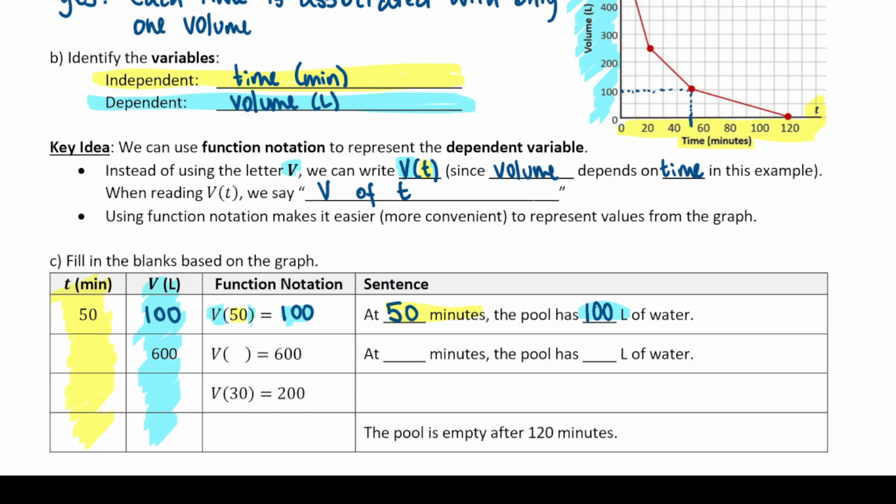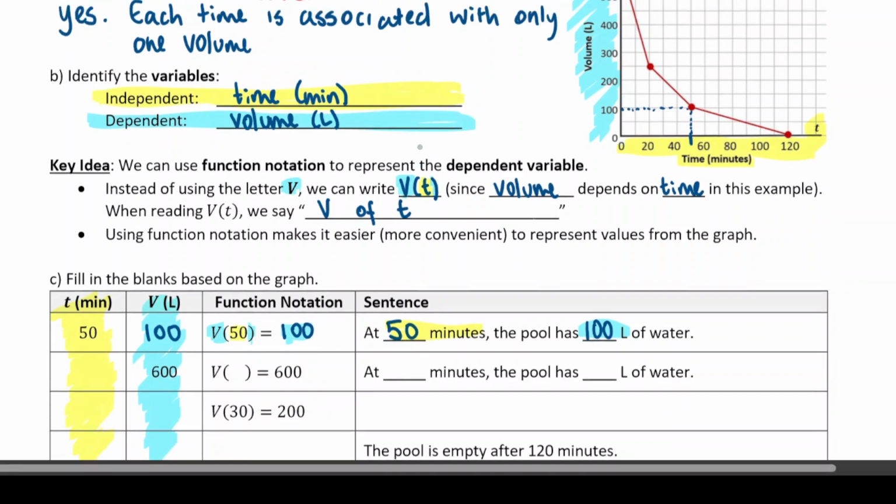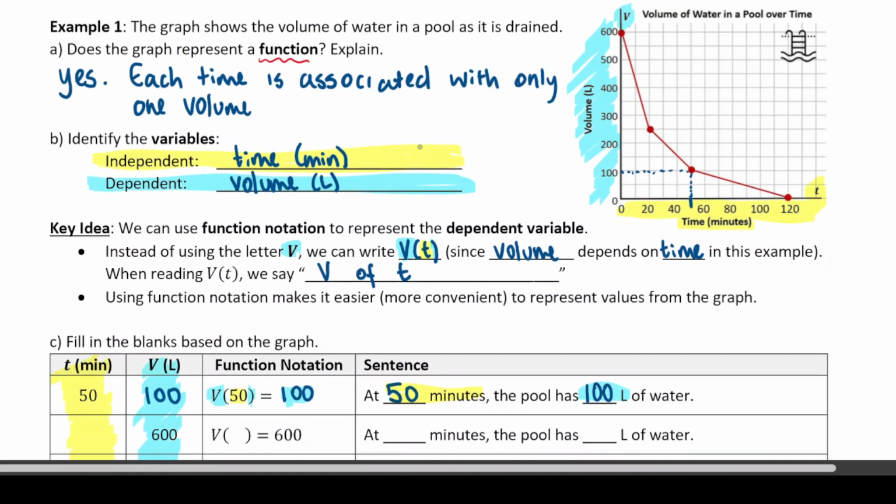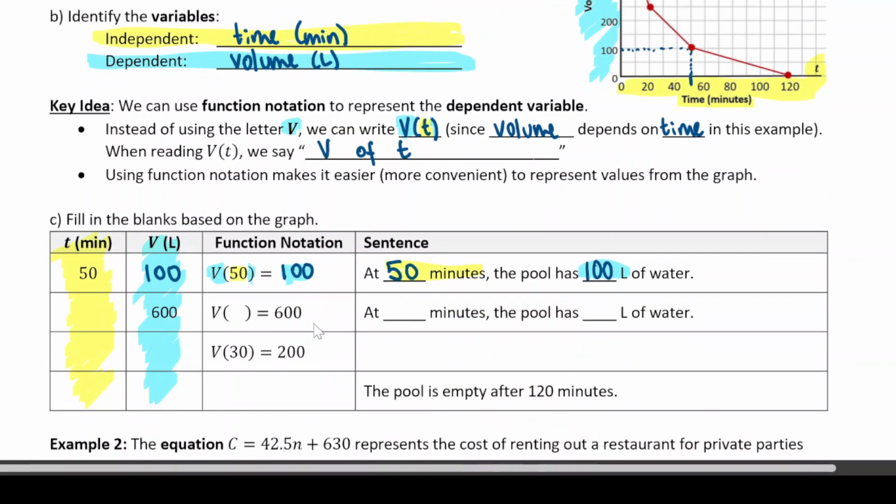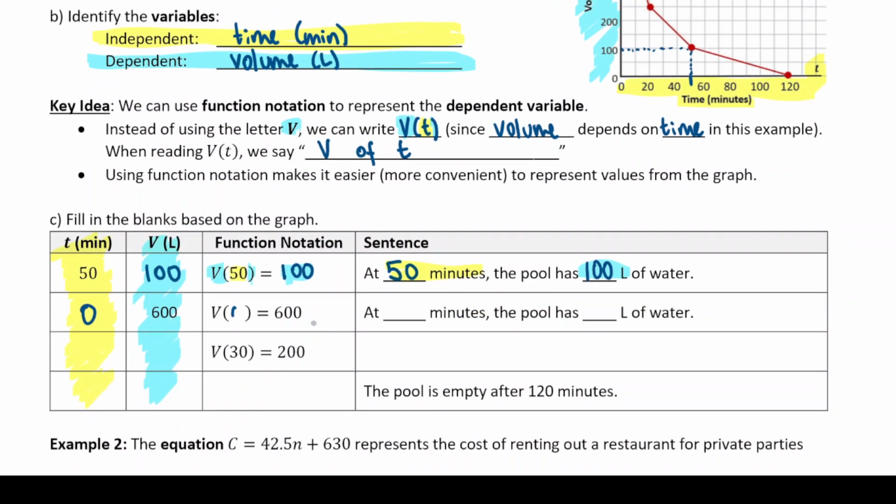Okay, let's do the next one. So this time it's giving us the opposite information. They're telling us a volume. So let's go back to our graph. Oh, we see here 600 is at time 0. So that would refer to 0 minutes. So then V of 0 equals 600. So at 0 minutes, our pool has 600 liters of water. Okay, so you see the volume at 0 minutes is 600.